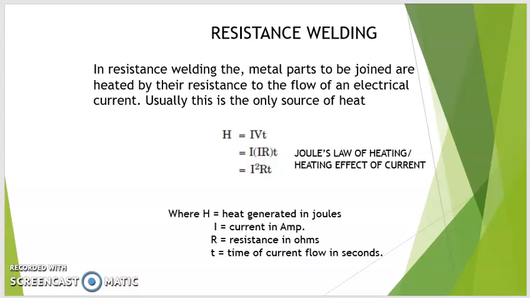So in resistance welding, the metal parts to be joined are heated by their resistance to the flow of electric current, and the underlying equation in resistance welding is basically H equal to I square RT or V into I into T, where H is the heat generated in joules, I is the current in amperes, and T is the time of current flow in seconds.